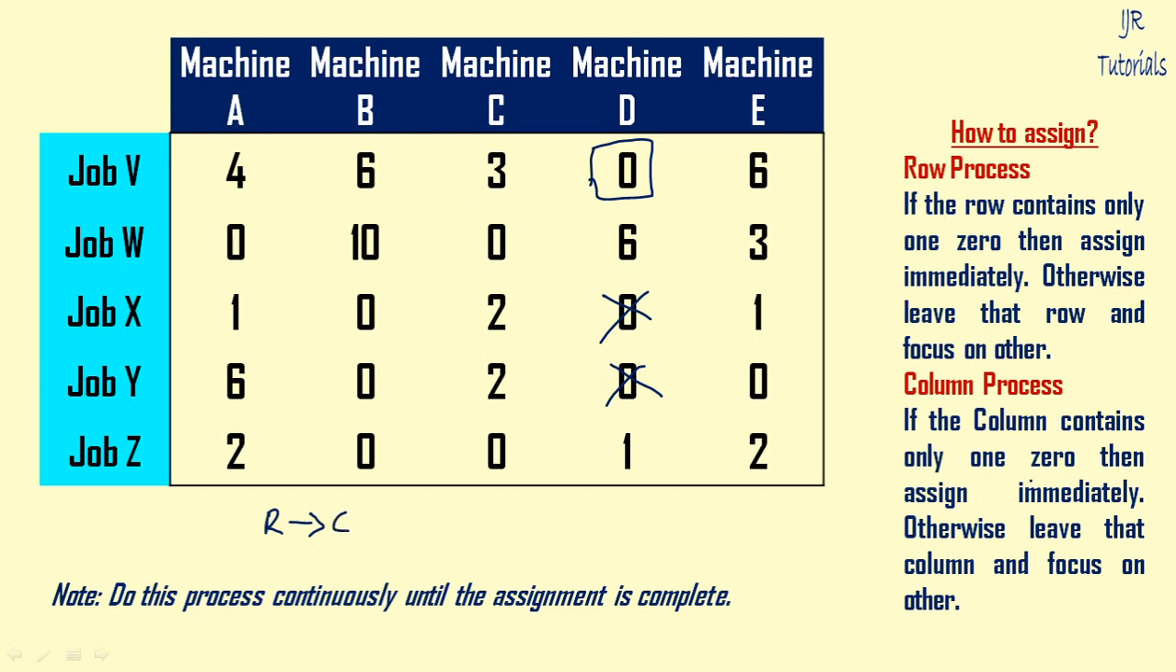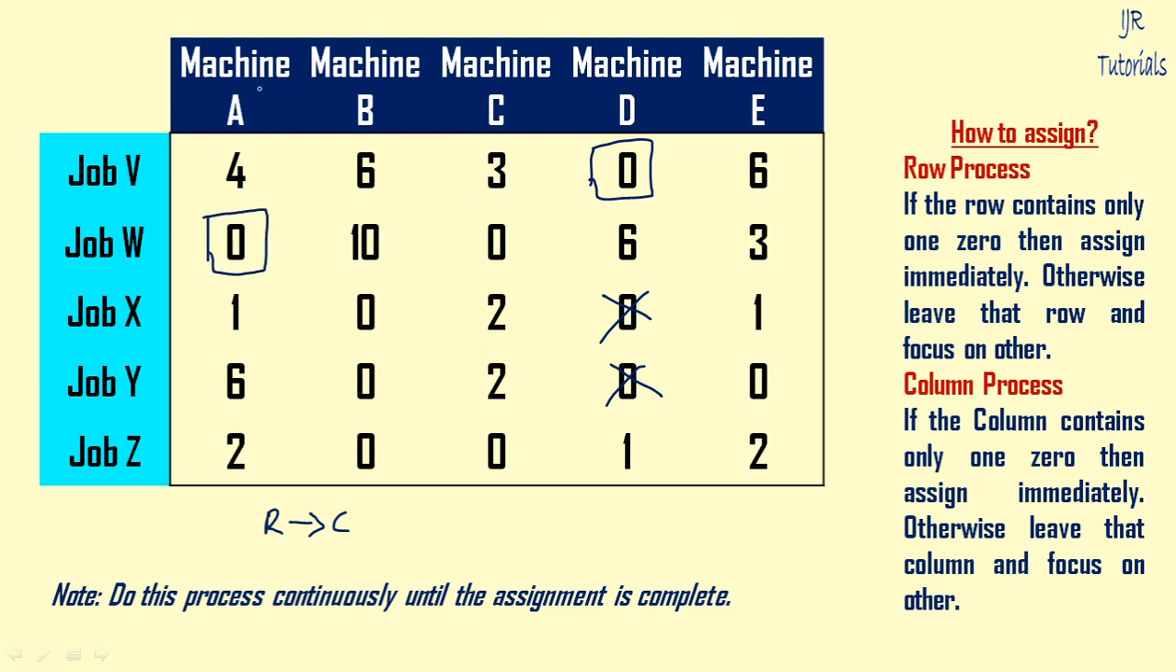If the column contains only one zero, then assign immediately. Otherwise, leave that column and focus on other. So based on this, first we need to concentrate on the column machine A. How many zeros are there? Only one zero is there. Yes, we can directly assign this one like this.